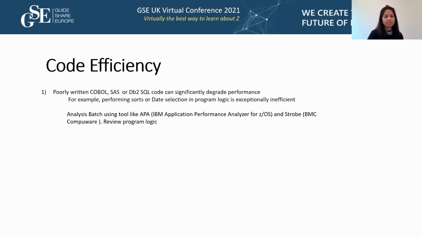Next one is code efficiency. Poorly written COBOL or SAS or DB2 SQL code can significantly degrade your performance. For example, performing sorting or date selection in your program logic is exceptionally inefficient. So here also you can use the IBM tool called Application Performance Analyzer or STROBE from BMC to review your program logic, which will help drive code optimization and code efficiency.